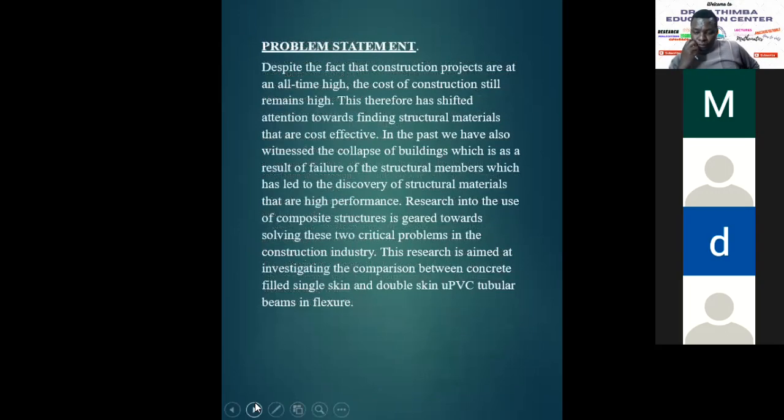So with the problem statement, the problems we are addressing are high construction costs and weak structural members, which cause buildings to collapse, which we have seen in the past.